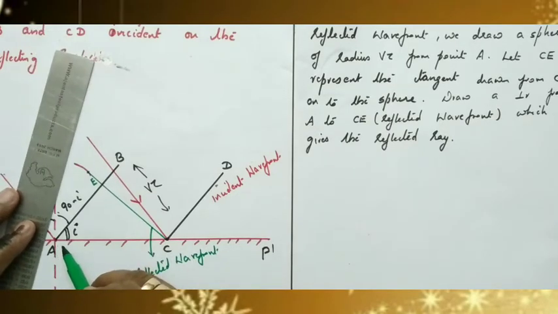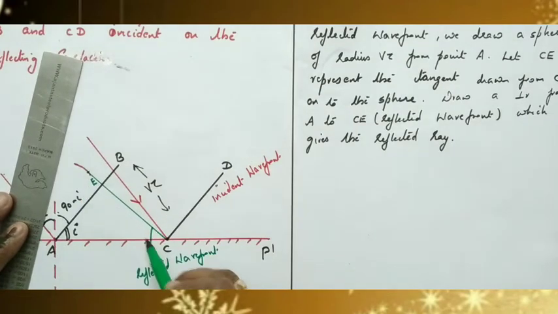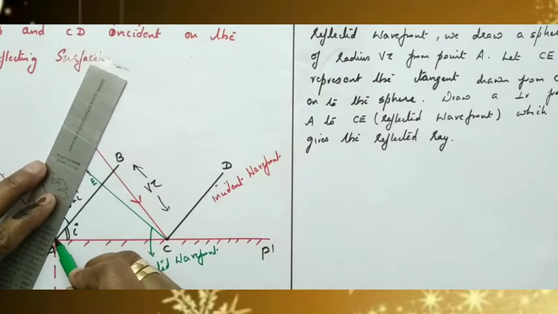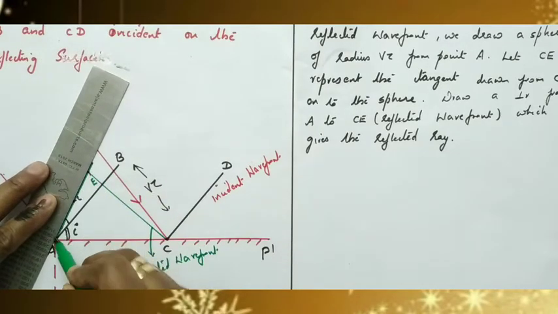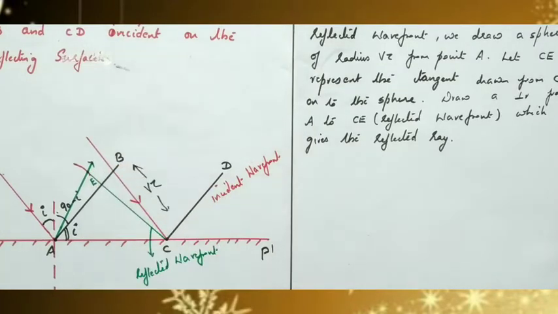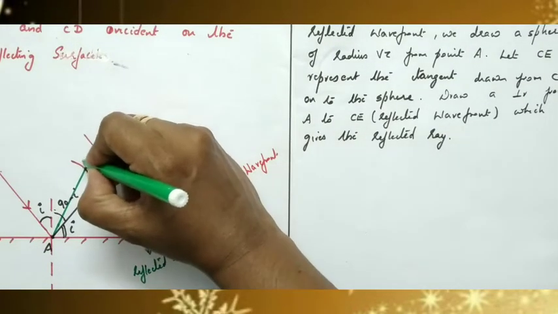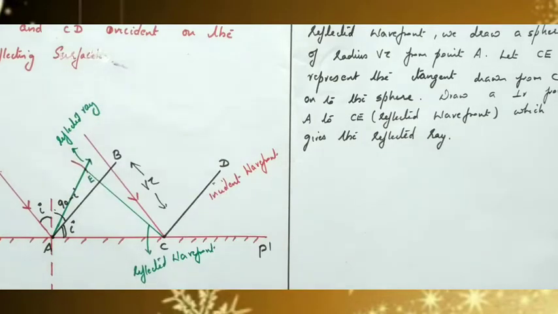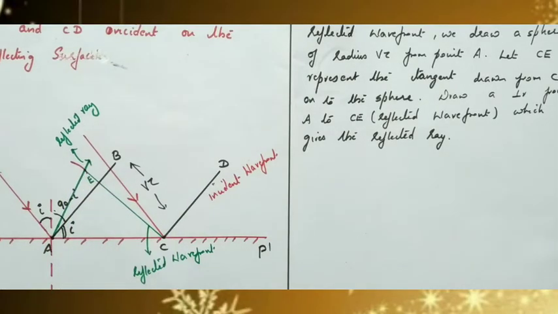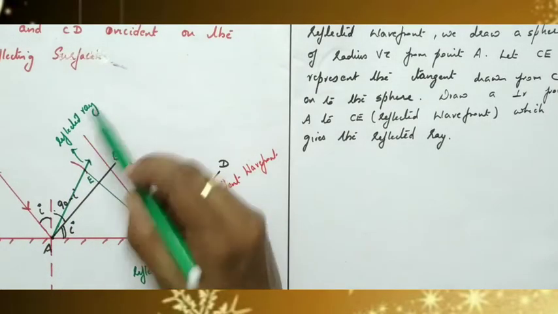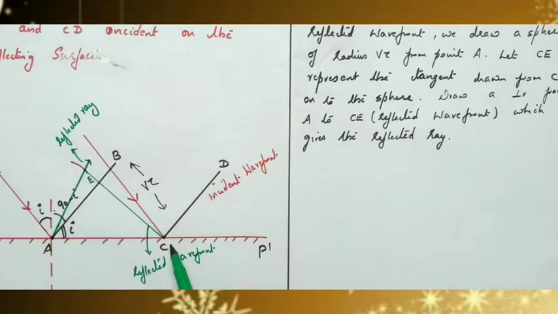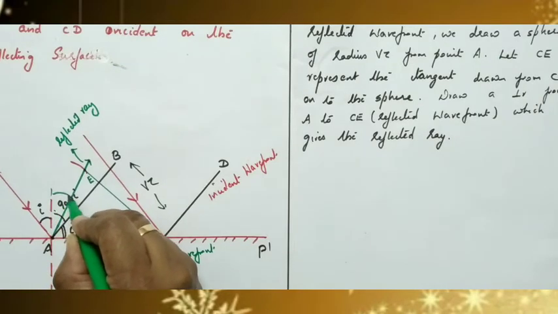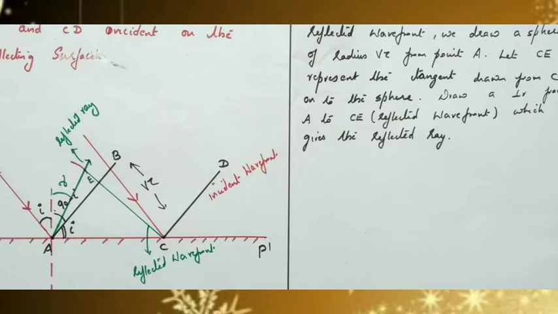Now draw a perpendicular from A to the reflected wavefront. We know any line drawn perpendicular to the wavefront is called a ray. So here also draw a perpendicular from A to the reflected wavefront. So this AE is called a reflected ray. So EC is the reflected wavefront and AE is the reflected ray. AE is drawn perpendicular to the wavefront and hence it is called a reflected ray, and we can mark this angle. This is the normal. So this angle is the angle of reflection r.